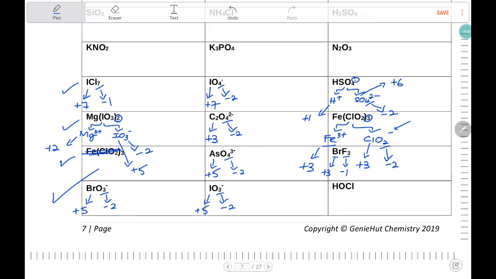In this case, well, I'll fix H first. H is +1 because the rule says I fix H. Then I move on to the non-metals, O being more electronegative, minus 2. To balance, Cr would be plus 1. Okay?